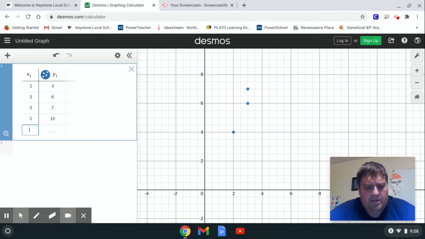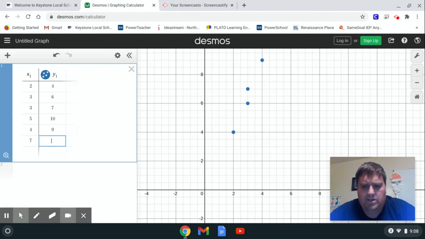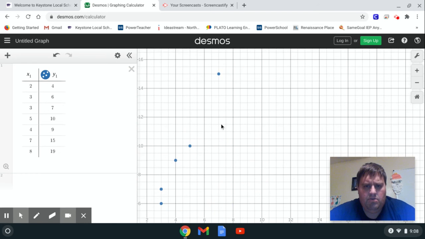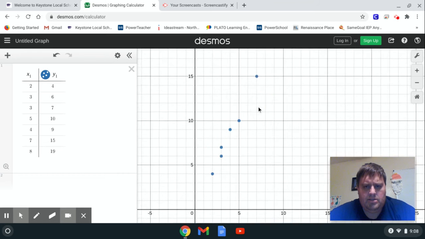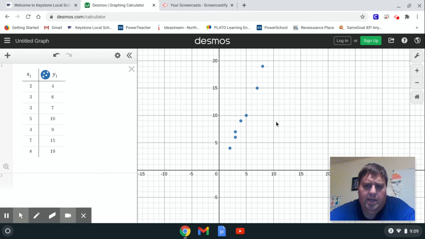We just want a scatter plot going on, and then we can talk about what we're doing from there. Like I said, I just hit table, and we'll do one more. Let's do 8, 19. All right, so as you can see over here, we have our table of values. We can zoom in, we can zoom out. And this is just some scatter plot, right? Looks like it has a positive relationship.